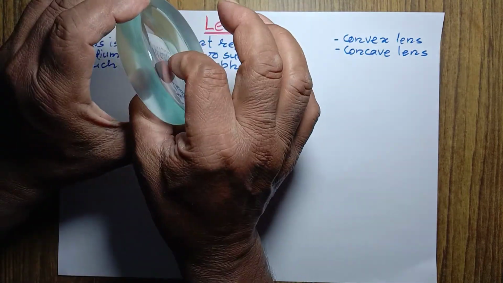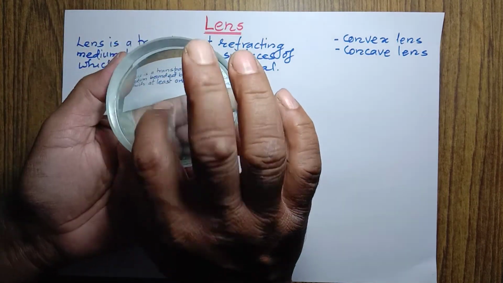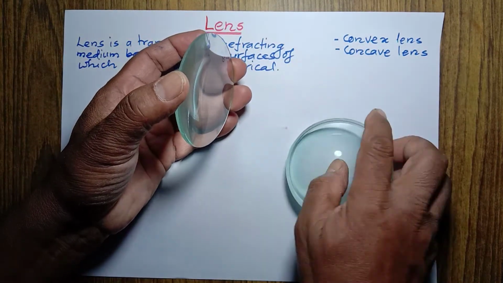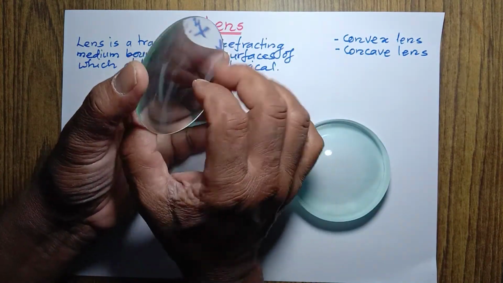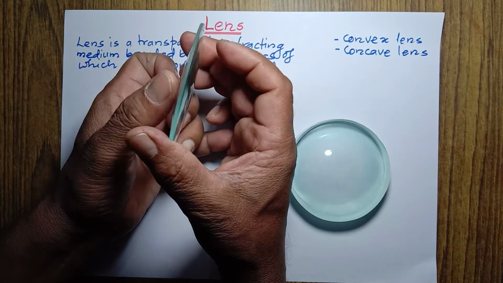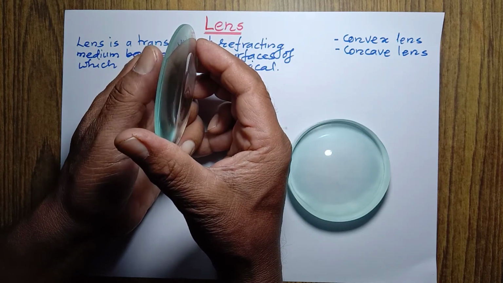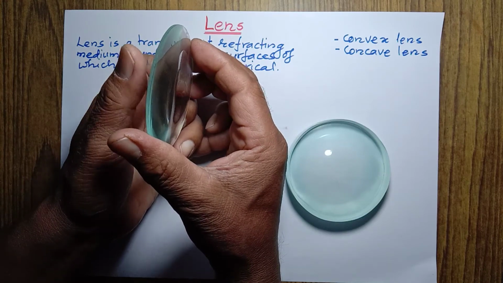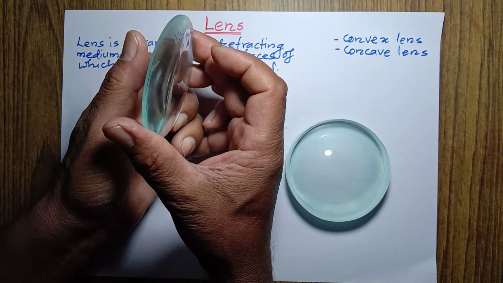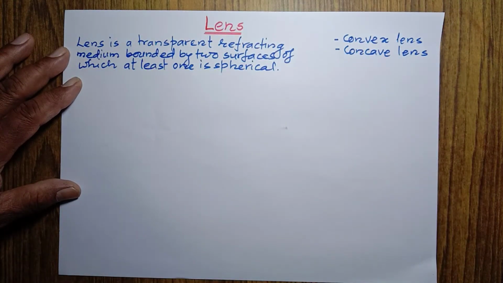Look at this, this is spherical, these two surfaces, this and this. These two surfaces are spherical surfaces. In the same way, here also, both the surfaces are spherical. Bounded by two surfaces, both may be spherical, or at least one of them must be spherical. If both of them are plane, then it won't be a lens. It will be just a piece of glass. At least one of the surfaces is spherical. Okay, this is the definition of lens.